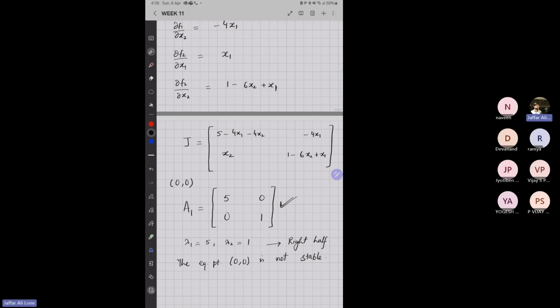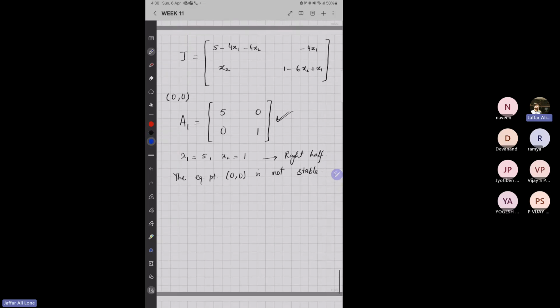Can you check for the other equilibrium points? Let's assume 0, 1 over 3. Please tell me A2. What are the entries of this A2 matrix? For this, your A2 will be 11 over 3, 0, 1 over 3, and minus 1. Again, you will see one of the eigenvalues is in the right half, so you have an unstable equilibrium point.